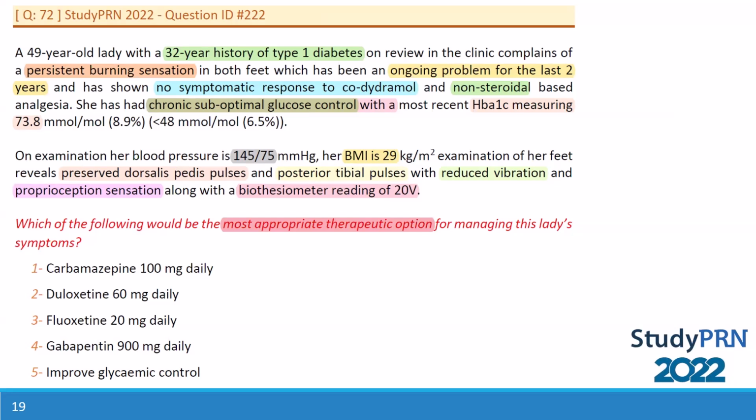There is chronic suboptimal glucose control with a most recent hemoglobin A1C of 73.8 millimole per mole. Blood pressure is mildly elevated, body mass index is overweight, dorsalis pedis pulse is preserved, and there is reduced vibration, and posterior tibial pulses are normal. Proprioception sensation is affected, along with the biosensiometer reading. What is the most appropriate therapeutic approach for this patient? Persistent burning sensation.